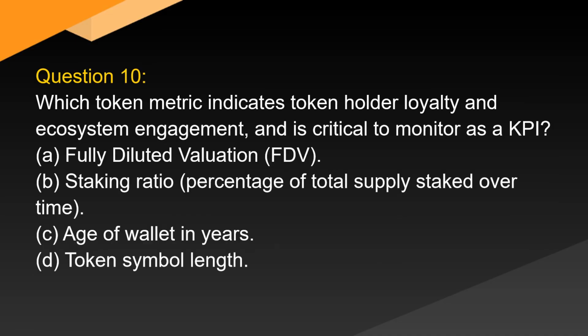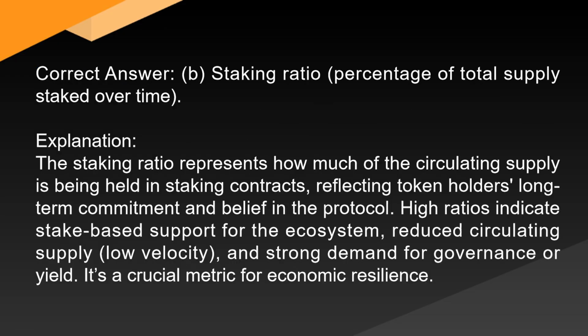Question 10. Which token metric indicates token holder loyalty and ecosystem engagement, and is critical to monitor as a KPI? A. Fully diluted valuation, FDV. B. Staking ratio, percentage of total supply staked over time. C. Age of wallet in years. D. Token symbol length. Correct answer. B. Staking ratio, percentage of total supply staked over time.